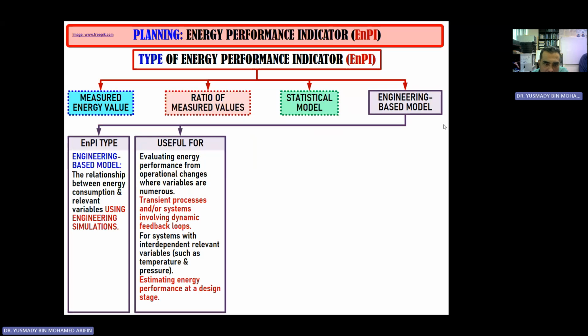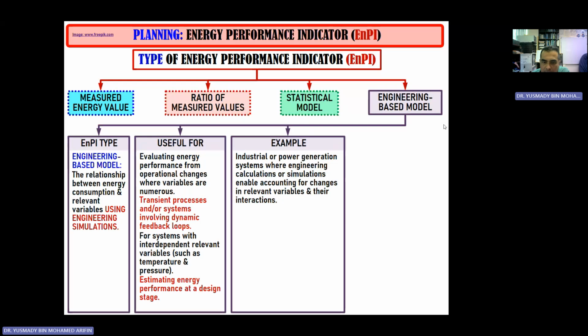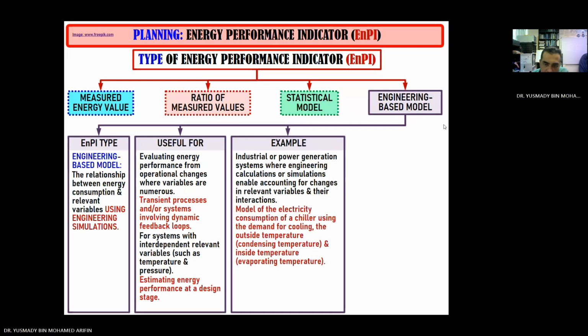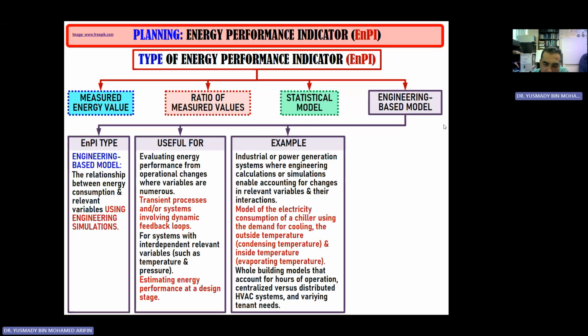The ENPI can also be used for estimating energy performance at the design stage. For example, industrial or power generation systems where engineering calculation automation enables accounting for changes in relevant variables and their interaction. A model of the electricity consumption of a chiller using the demand for cooling, the outside temperature, which refers to the condensing temperature, and the inside temperature, which refers to the evaporating temperature. A whole building model that accounts for hours of operation, centralized versus distributed HVAC systems, and varying tenant needs.